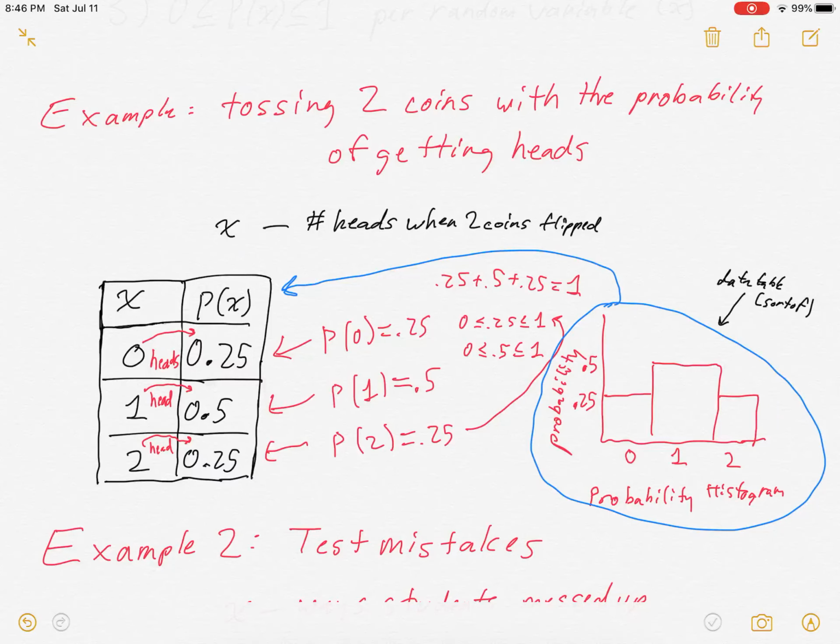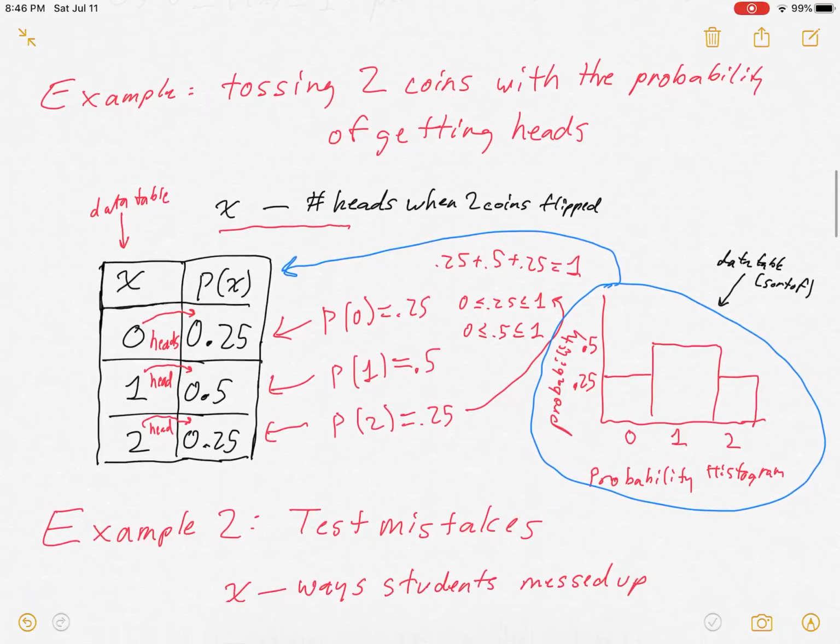So let's go over this example. This first example is you toss 2 coins with the probability of getting heads. What are the probabilities? So I have this data table right here on the left. One side being the x, and then the right side being the p of x, which is the probability. So x is defined here as the number of heads when 2 coins are flipped. So you can have the probability of 0 heads, 1 head, or 2 heads, right?